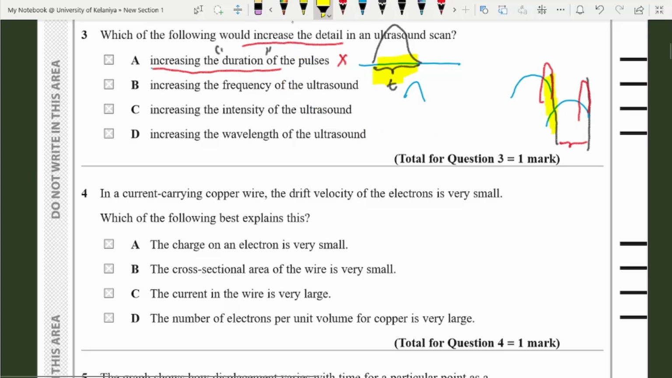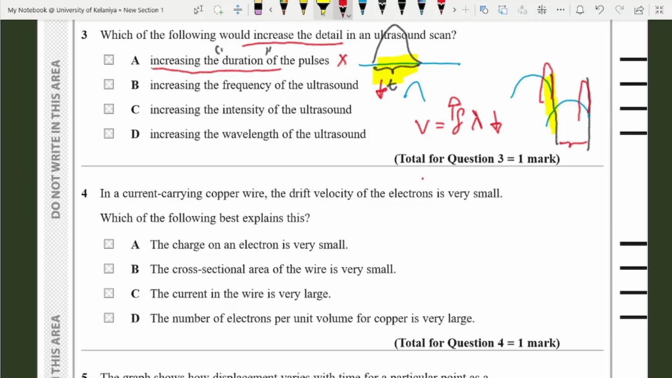So what should we conclude from this? The duration of the pulses, which means the time of the pulses, should be small to have better ultrasound scanning, or it will increase the details. In part B, increasing the frequency of the ultrasound: v equals f lambda. I hope you remember this equation. The ultrasound has a constant speed, so if you increase frequency, the wavelength, lambda, will decrease.